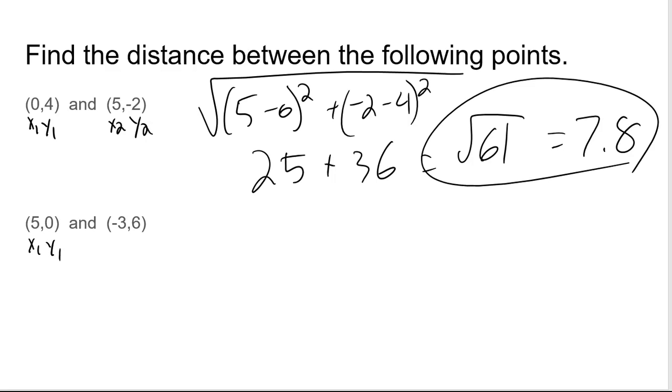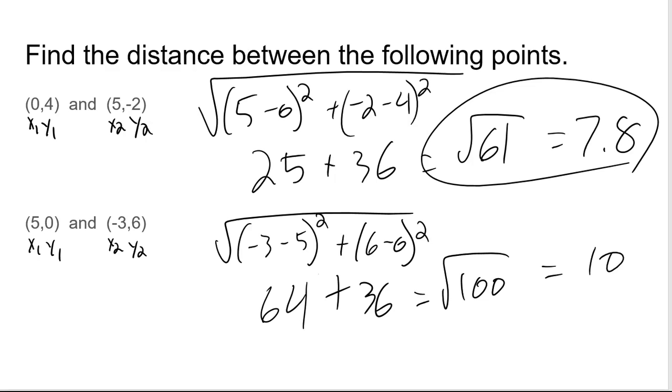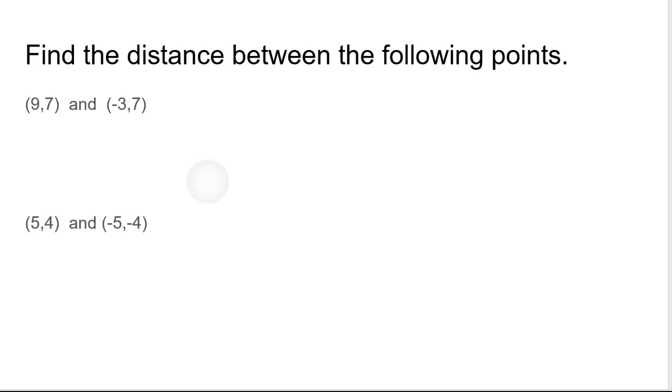Alright, once again, x1, y1, x2, y2. The square root, negative 3 minus 5 squared plus 6 minus 0 squared. That's 64. 6 squared is 36. Oops, not 64 squared, just 64. 64 plus 36. You might get lucky sometimes. It's the square root of 100, which is 10. Sometimes it comes out to be a perfect square, but that's rare. But sometimes it does.